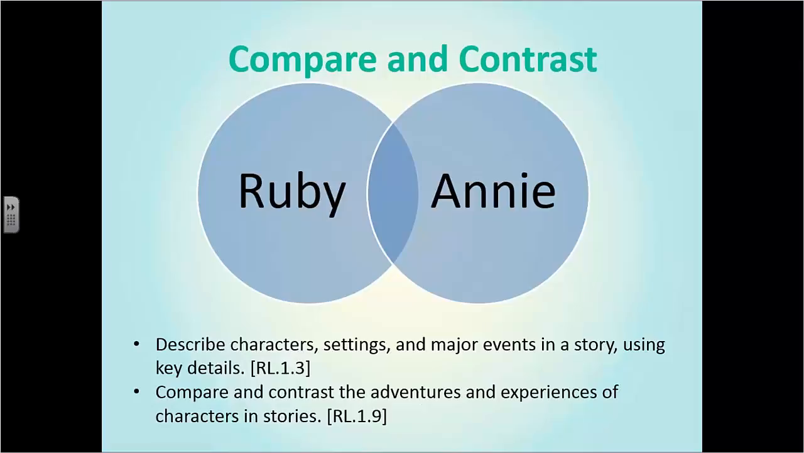Through this lesson, we're going to hit 2 more of those ELA standards. We're going to, again, describe those characters, settings, and major events in a story as we're talking about the characteristics of Ruby and Annie. And then we're going to be looking at Reading Literature 1.9, where we're comparing and contrasting the adventures and experiences of these two characters in two different stories.